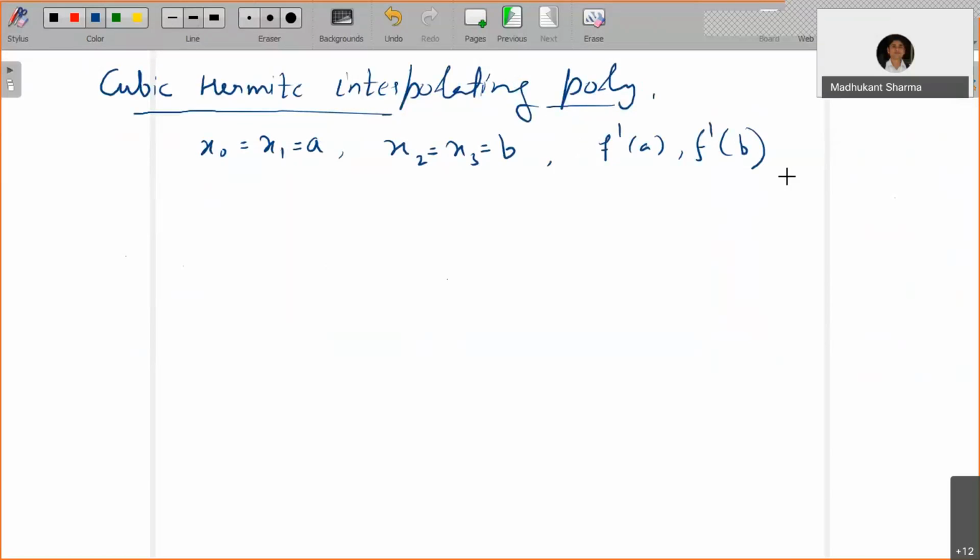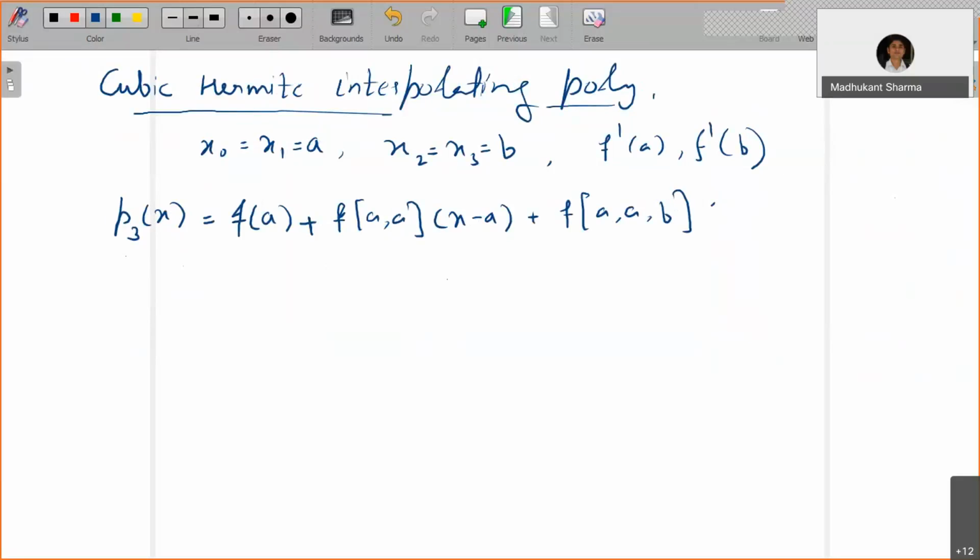And if I recall, the cubic Hermite interpolating polynomial was p3 of x. I'm just writing it straightforwardly; you can refer to the lecture. It is equal to f at a plus the divided difference f[a,a] times x minus a plus f[a,a,b] times x minus a whole square plus f[a,a,b,b] times x minus a whole square times x minus b. This one is going to be the cubic Hermite interpolating polynomial.